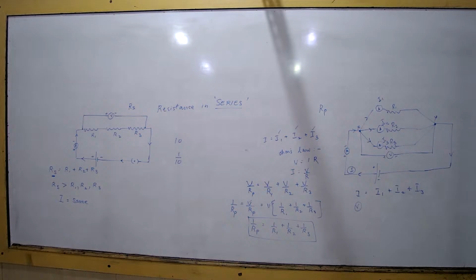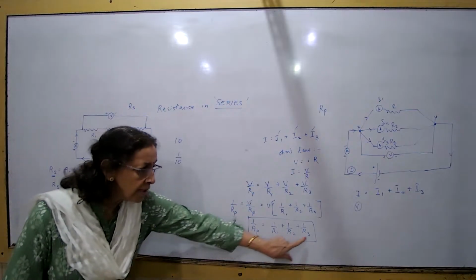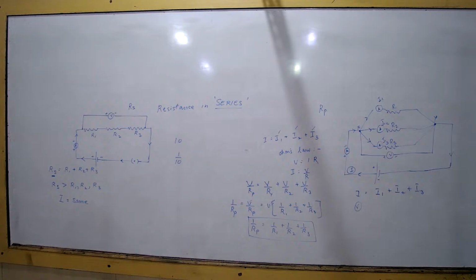Therefore, the reciprocal of the equivalent resistance of a group of resistors connected in parallel is equal to the sum of the reciprocals of the individual resistances.